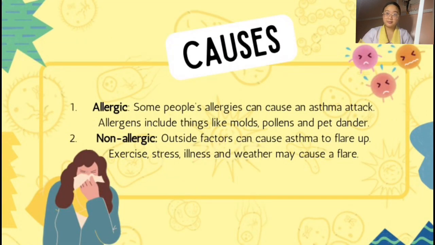Now let's proceed to the main categories of asthma triggers, which are allergic and non-allergic. For the allergic triggers, these are allergens, and common allergens include dust mites, pollen, mold, and pet dander. When individuals with allergic asthma are exposed to these allergens, their immune system overreacts, which leads to inflammation and airway narrowing.